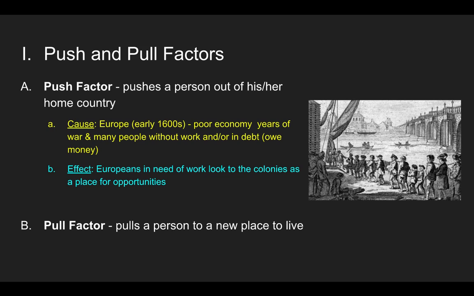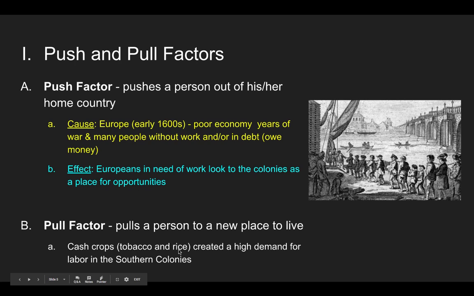And they're being pulled by cash crops. So tobacco and rice created a high demand for labor in the southern colonies. They needed people to work in the fields, in the tobacco and rice fields, to pick these because they didn't have machines back then. You had to have human labor do it. So these people bound for the Americas are probably bound for Virginia, more than likely in the early 1600s, and they're going to go work in tobacco and rice fields.